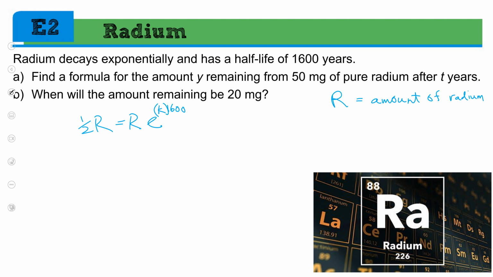Now that seems to be a problem because I have two variables in the equation. But my first step is going to be to divide by R to get E by itself. So 1/2 R divided by R is just 1/2. If that doesn't make any sense to you, that's okay. Just assign a number to R. I've got 100 pounds of radium. After 1,600 years, I'll have 50 pounds, and I'm still going to get that 1/2 thing.